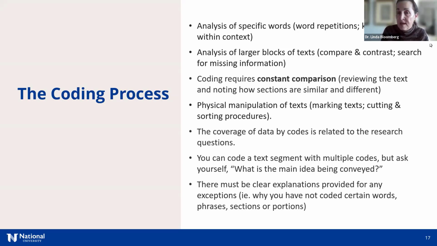The coverage of the data by codes is related to the research questions, as I said earlier. And you can also code a text segment with multiple codes, but you really have to ask yourself, what is the main idea being conveyed? And that would present you with an idea for the code or the theme. Also, as I said earlier, there must be clear explanations provided for the way that you code and conduct your analysis, and also for any exceptions. In other words, if you have not coded certain words, phrases, or portions, you have to be available and willing to explain why you have not coded those or why you have chosen to eliminate those.